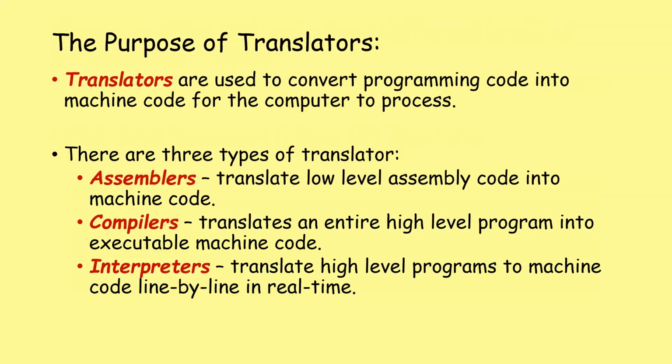Translators are used to convert programming code into machine code for the computer to process. There are 3 types of translator. An assembler translates assembly code into machine code. That's only obviously for the low-level assembly code. And then you've got 2 translators available for high-level languages, compilers and interpreters. Compilers translate an entire high-level program into executable machine code, whereas an interpreter translates high-level programs to machine code line by line in real time.